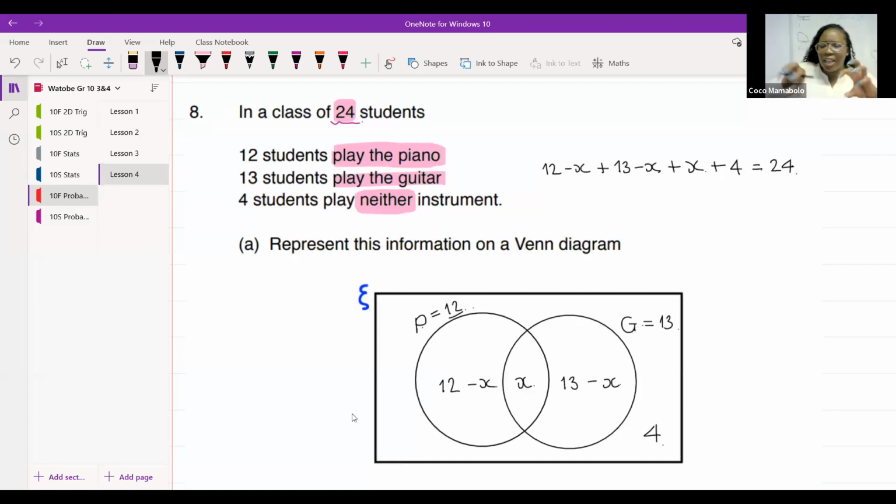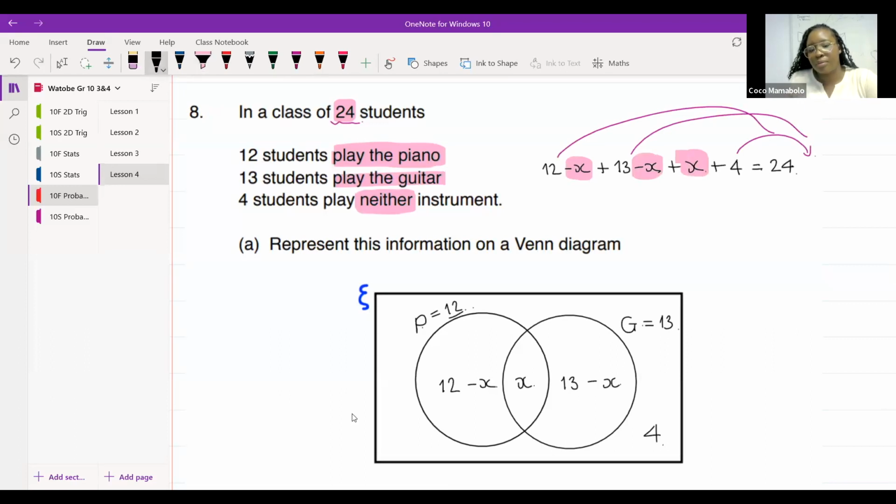I'm going to give you a second, do some magical mathematics maneuvering and tell me what is x equal to? So ma'am, we would take 12 to the other side, 13 to the other side, and 4 to the other side as well. Good. And then after that, you would add all the x's together. So I've got negative x minus x plus x. What would that give me? You have negative x. Correct. Negative x is equal to, now I've got 24 minus 12 minus 13 minus 4. What does that give me?